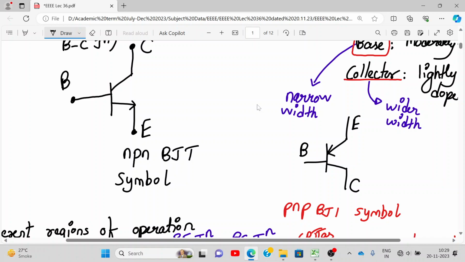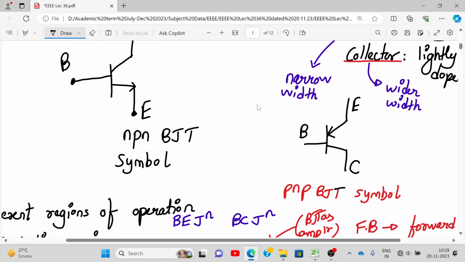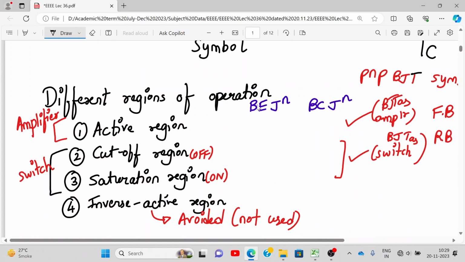Okay? BJT symbol is clear? Now tell me, PN junction has how many modes of operation? 2. Either it is on or it is off. Correct? Have you drawn the symbol, everyone? Now write down regions of operation or modes of operation of BJT.